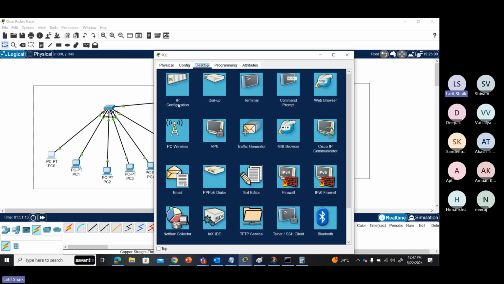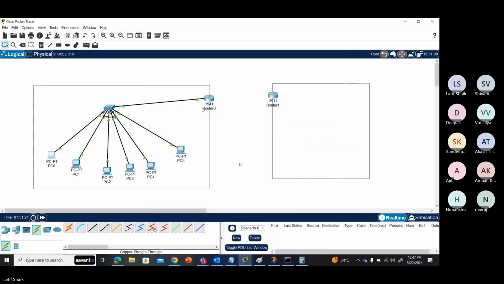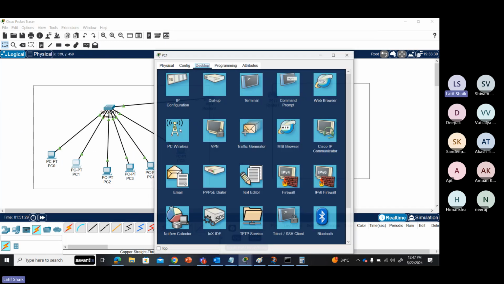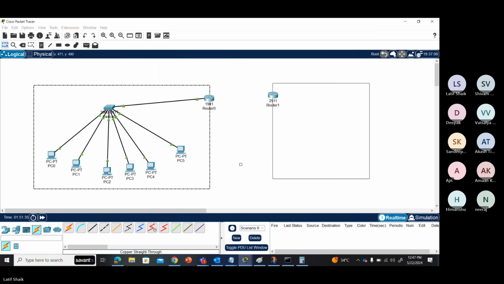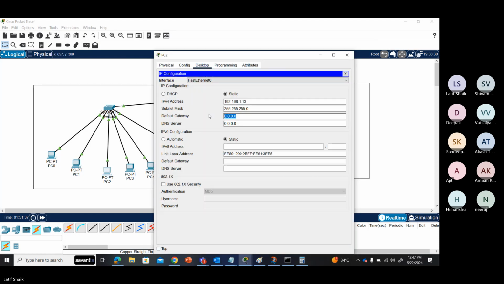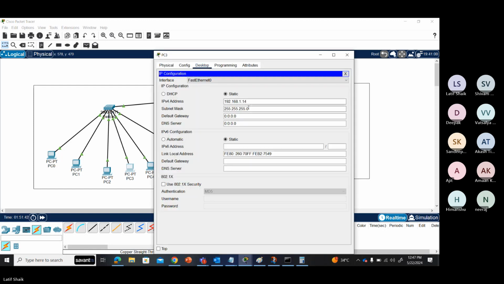But you have to tell which one is your default gateway. What is my default gateway? The port IP address I configured. That is my default gateway. This IP address is the default gateway of all these PCs. That is more than enough.